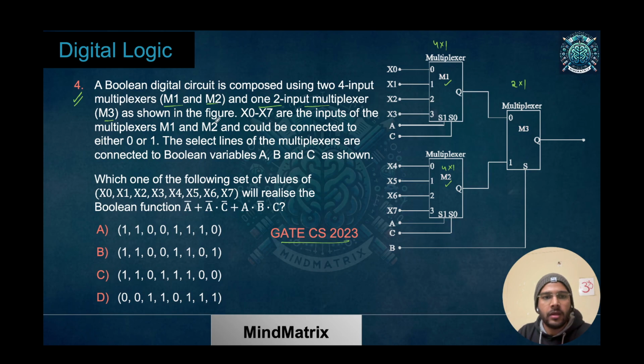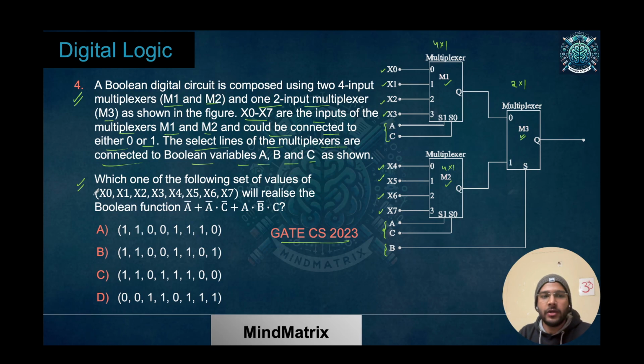Okay. Now X0 to X7 are the inputs of the multiplexers M1 and M2. So as you can see, X0, X1, X2, X3, X4, X5, X6, X7. These are the inputs to these two multiplexers and could be connected to either 0 or 1. That means it can have the value either 0 or 1. The select lines of the multiplexers are connected to the Boolean variables A, B, and C. So we have the select lines here, A, C, A, C, and B. Basically, we have 3 select lines. A and C we are giving to M1, again A and C we are giving to M2 also, and B as a select line we are giving to M3 multiplexer.